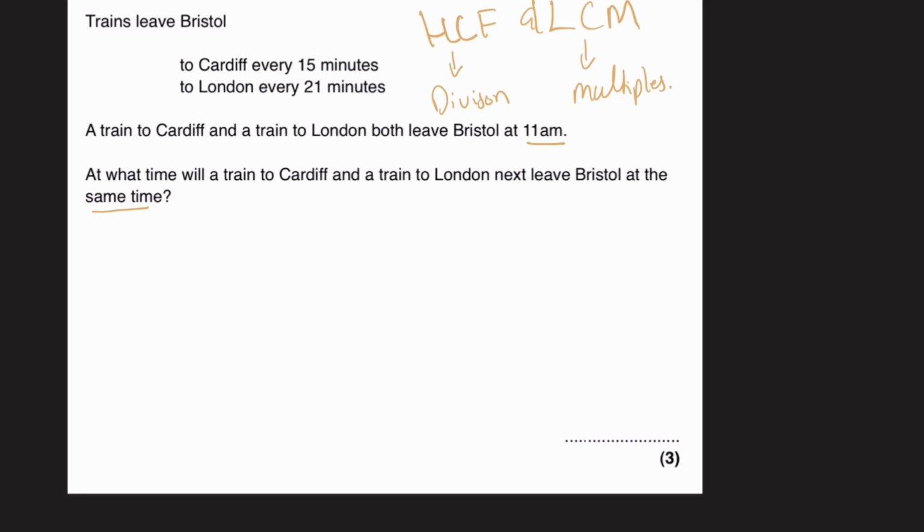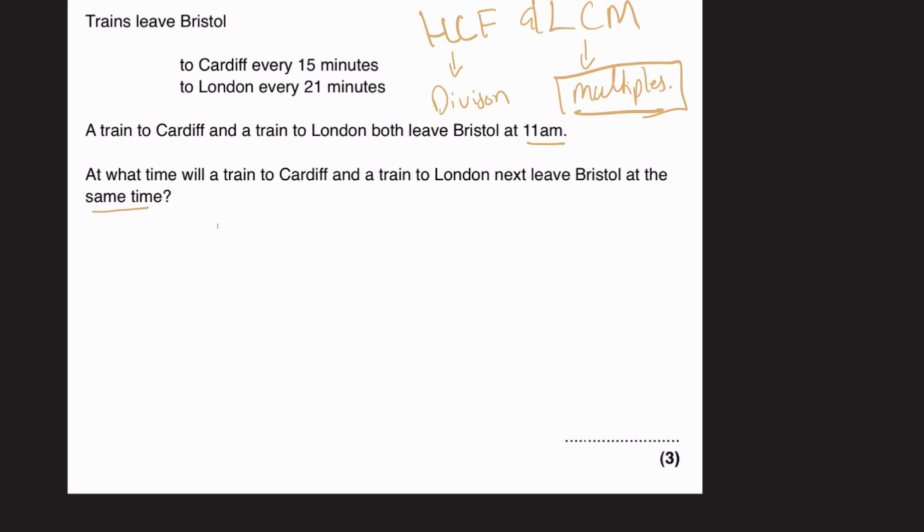And this question is asking us about when the next time is going to happen. So we're going to deal with a multiple. We have to first work out how often the two trains appear at the same time, and then we can work out when these two trains will next meet. And that's how we know it has to be LCM.